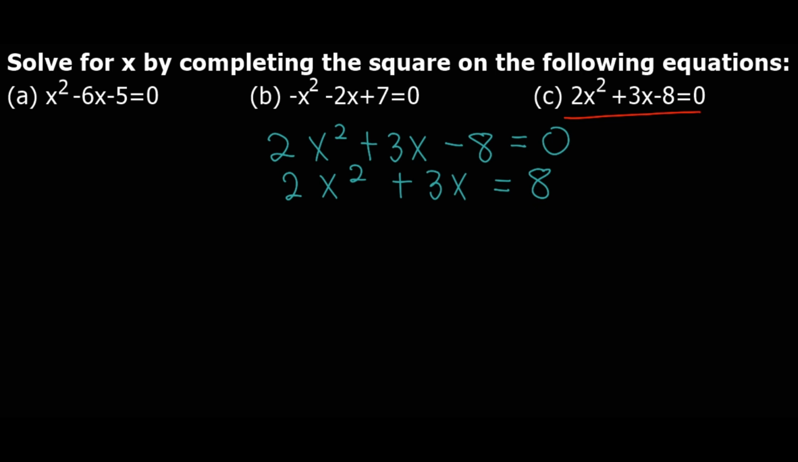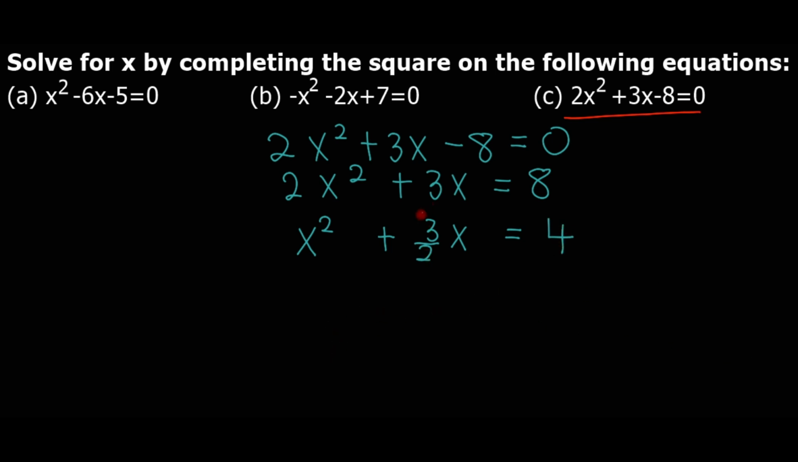From there, because you can see the coefficient of x squared is not 1, it's 2, we divide both sides by 2 so that the coefficient is 1. Then, having divided both sides by 2, we have x squared plus 3 over 2x, and then equals 8 divided by 2, which will be 4. So now we have something like this one.